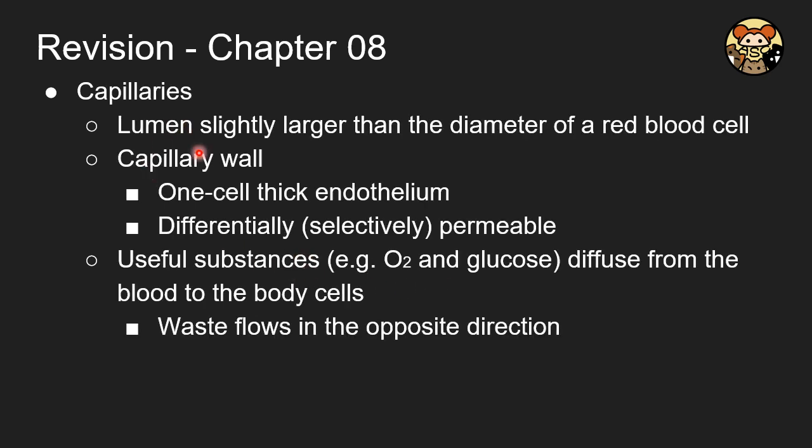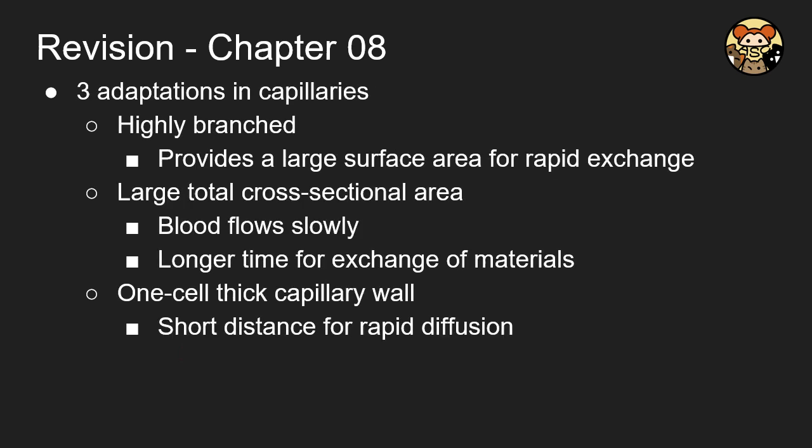And for the capillary, the lumen is slightly larger than the diameter of a red blood cell, which means it is very small. And then the capillary wall is only one cell thick, and it also facilitates diffusion because it is very, very thin indeed. And then the useful materials like oxygen and glucose will diffuse out to the body cells, and the waste will flow in the opposite direction, that is into the blood.